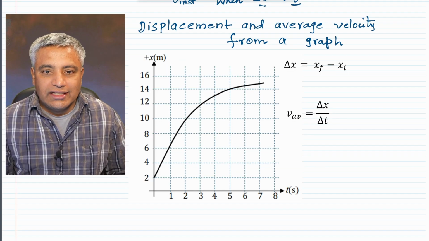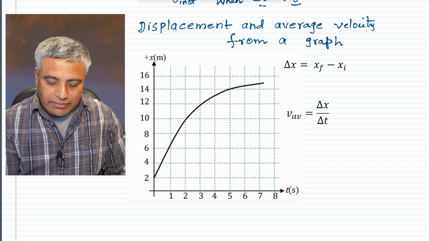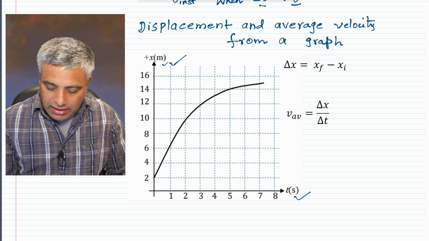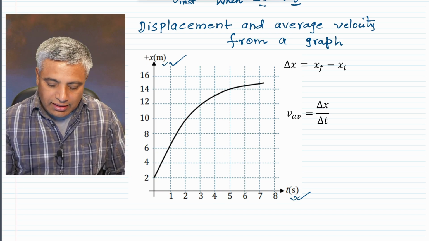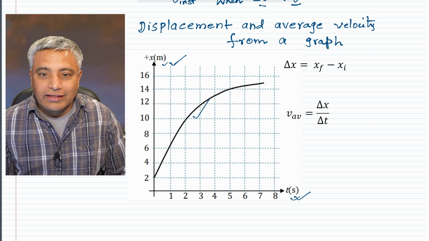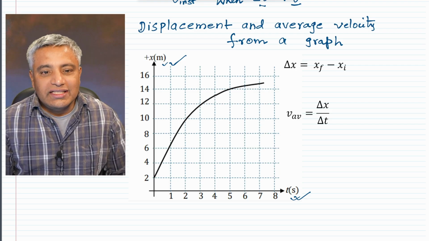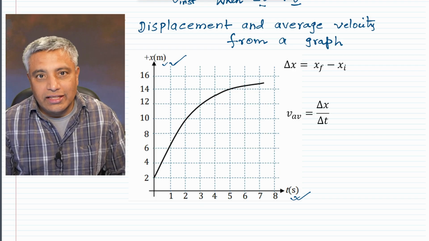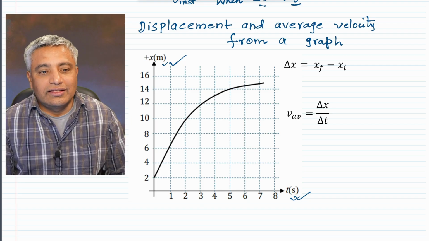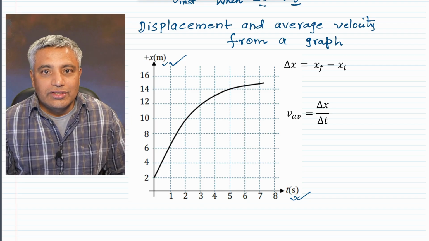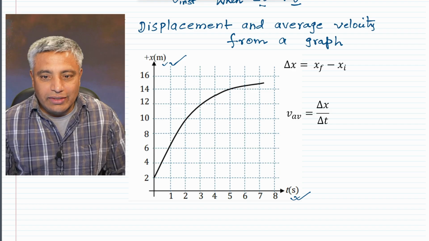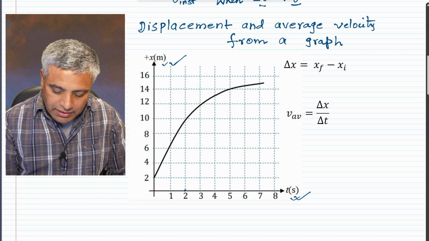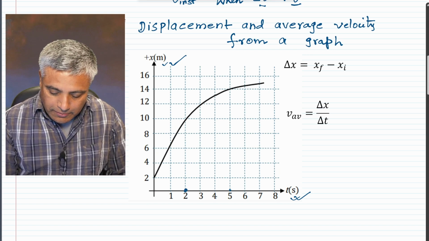All right, let's take a look at this position versus time graph. Position is in meters and time is in seconds, and this line represents the graph. So from this type of graph, we can read off positions at different moments and use them to find displacement and then the average velocity. Let's take a look at an example. Let's suppose we want to find the average velocity between time 2 seconds and 5 seconds.